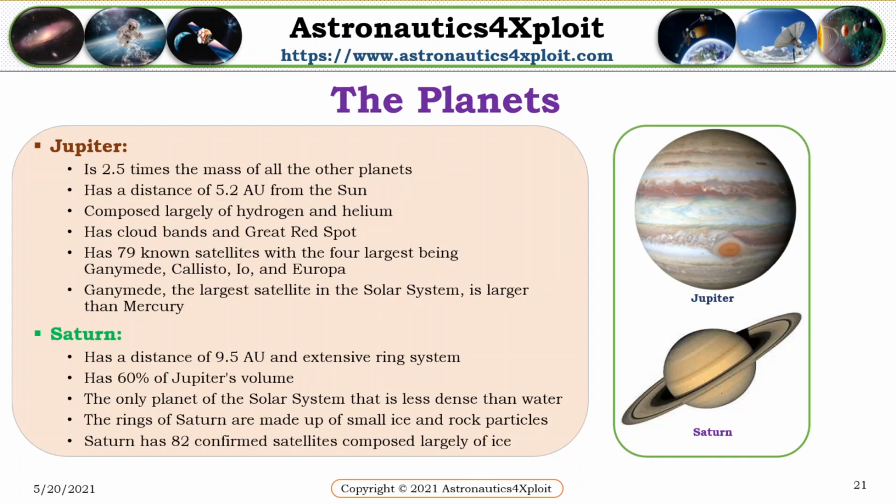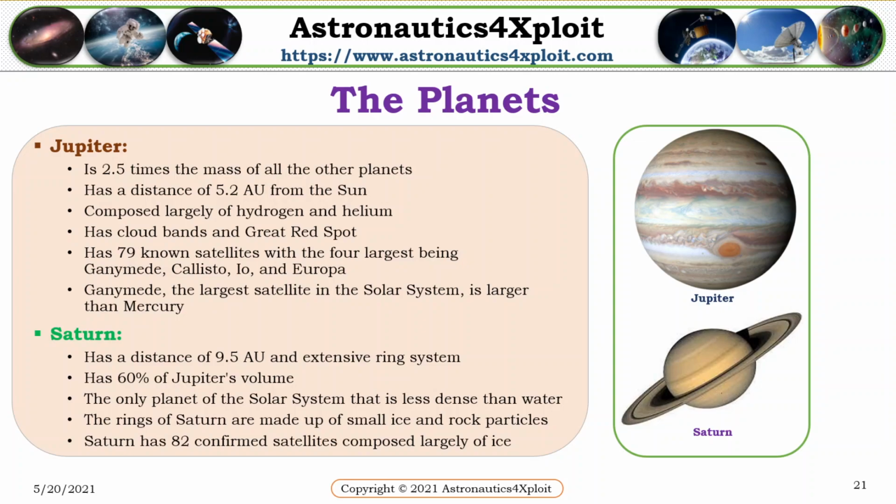Jupiter is 2.5 times the mass of all the other planets. It has a distance of 5.2 AU from the Sun and is composed largely of hydrogen and helium. It has cloud bands and the Great Red Spot. Jupiter has 79 known satellites, with the four largest of them being Ganymede, Callisto, Io, and Europa. Ganymede, the largest satellite in the solar system, is larger than Mercury.